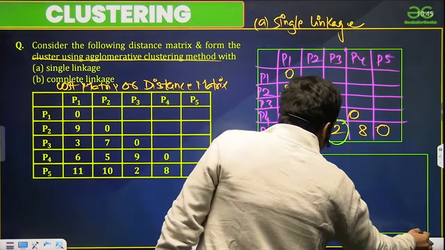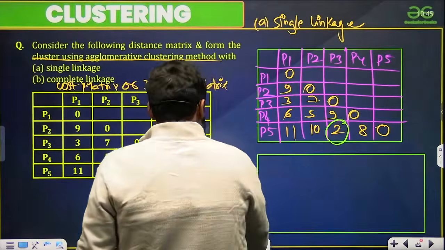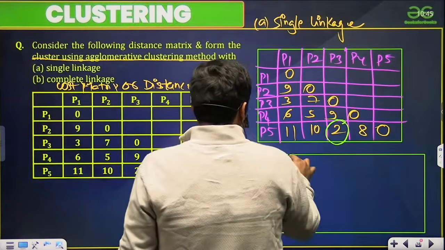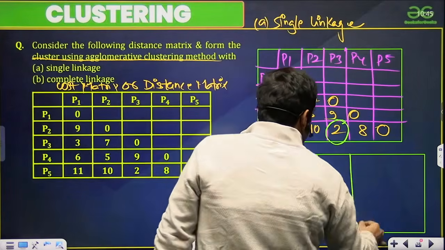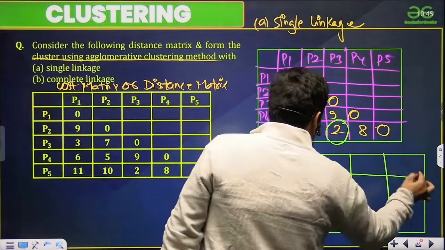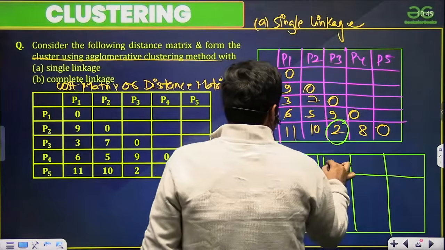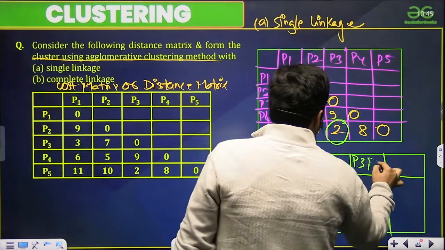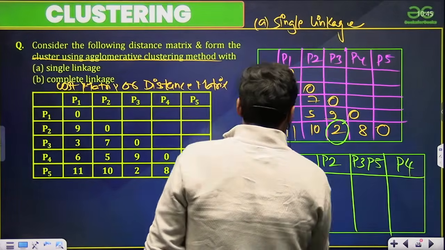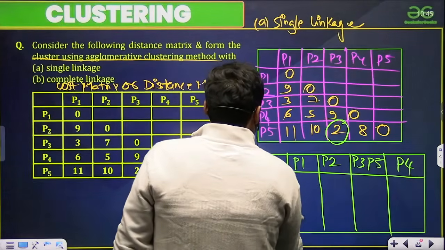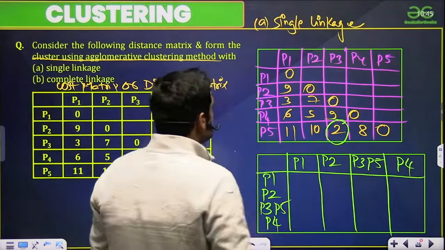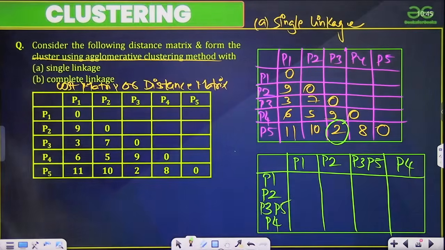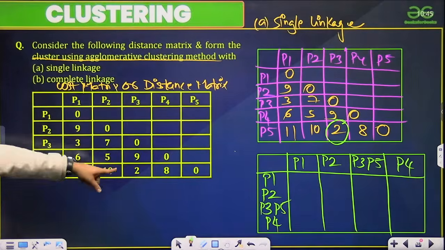So I would draw the second table, and in the first iteration I would club p3 and p5. This is p1, this is p2, now I club p3 and p5, and this is p4, because 2 is the least cost.